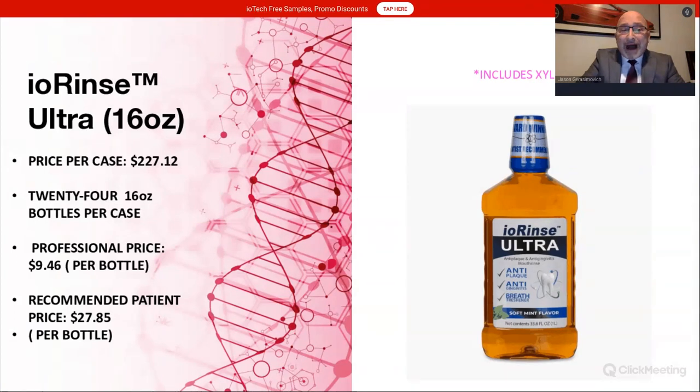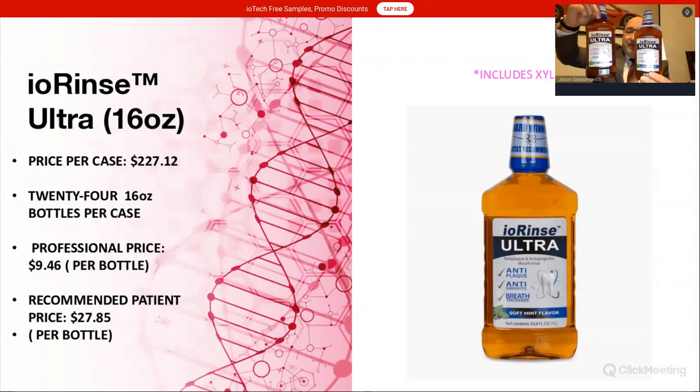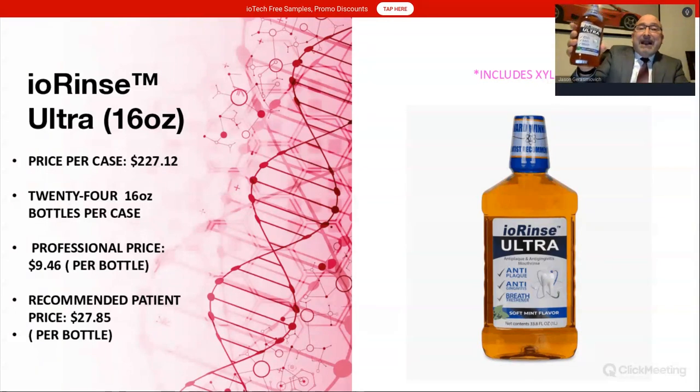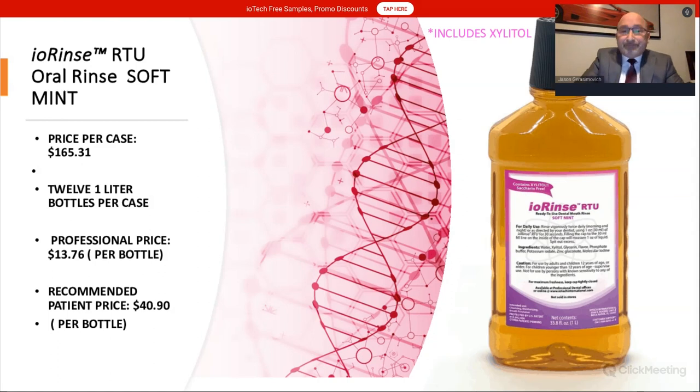We also have the smaller bottles, which are 16-ounce size bottles, and the 16-ounce bottle, just to show you the difference in size, is the patient convenient size compared to the bigger bottle. Again, you get 24 bottles in a case, and they only run $9.46 a bottle. You sell for almost $30 a bottle, which is actually $27.85 is what it says here. Iorinse Soft Mint, again, has xylitol, glycerin, molecular iodine. This is wonderful for all those things that we're talking about with canker sores.